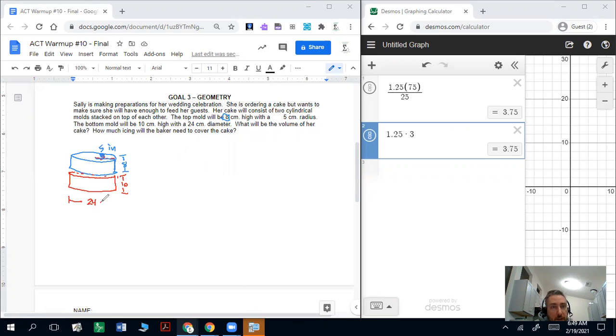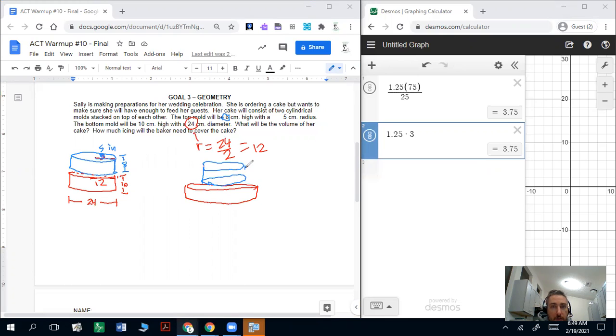We have to divide that by 2 to get the radius. So the radius is actually going to be 12 because 24 divided by 2 is 12. So we're going to use 12 inches. So it's a wider bottom than the top. So it looked more like this, which makes more sense, I guess, if it's a layered wedding cake, right? Because you have that, and then you have something like that.